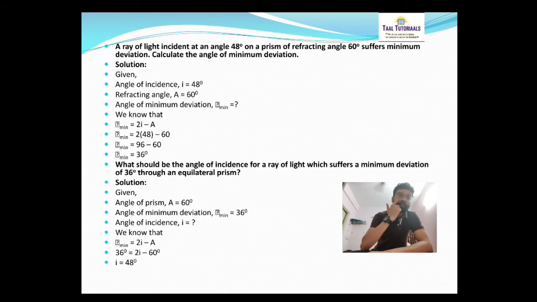We apply the same formula, that is delta min is equal to 2i minus A, that is 36 is equal to 2i minus A. When we solve that equation, we get i as 48. I think we are very clear with these two numericals.